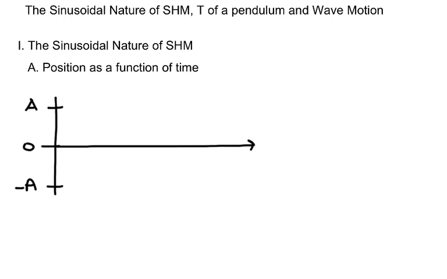So imagine I have a mass attached to a spring, and let's say the spring is stretched all the way to the right at its maximum amplitude, and that's where time is going to start. So time is going to start up here at the amplitude. And then as time goes on, we get a graph that looks something like this.